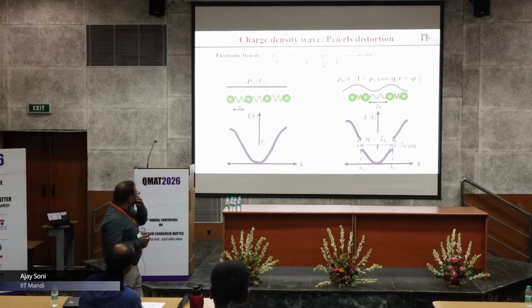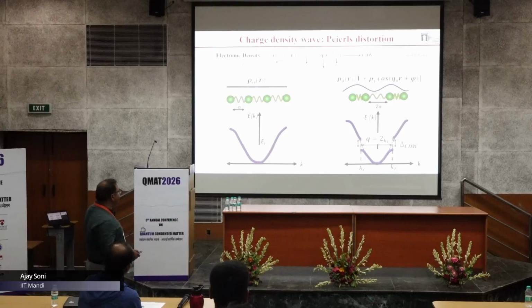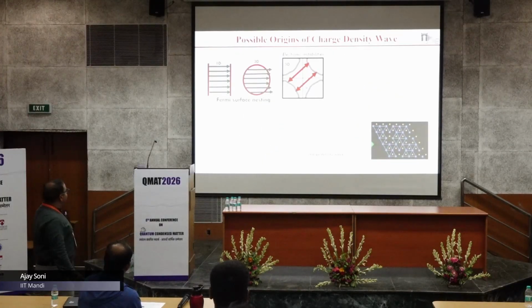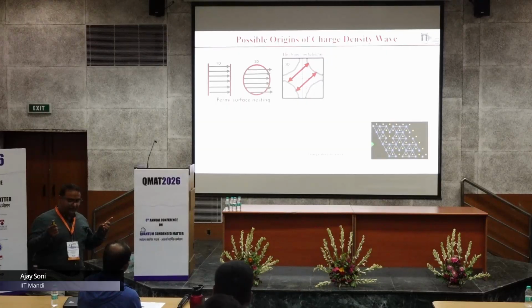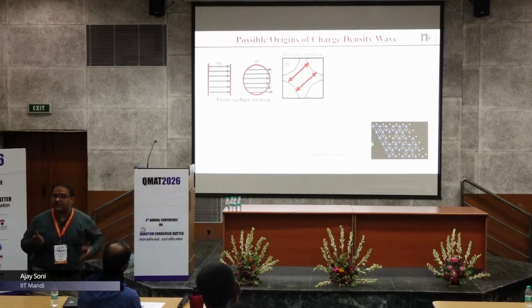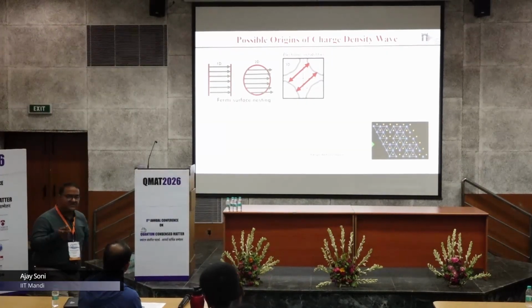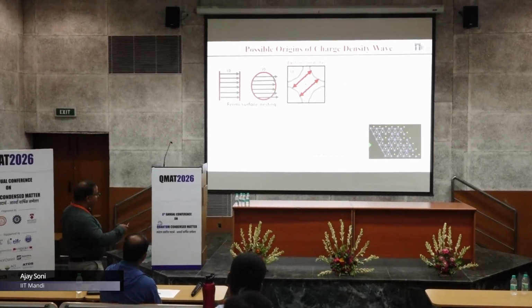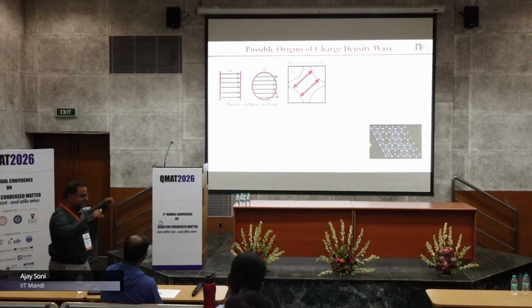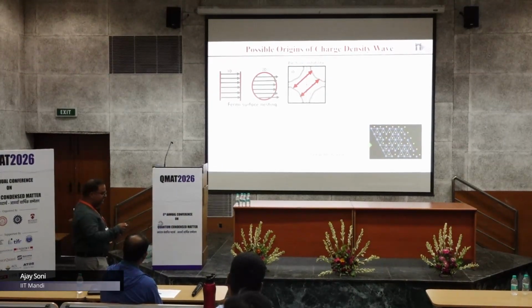So you have a lot of interesting phenomena in charge density wave materials. So people started thinking about it. Okay, if you look at the charge density wave, what may be the reason for that? One of the reasons which Peierls started talking about is Fermi surface nesting. So you have two Fermi surfaces, and there is a nesting between them which can modulate the charge density.